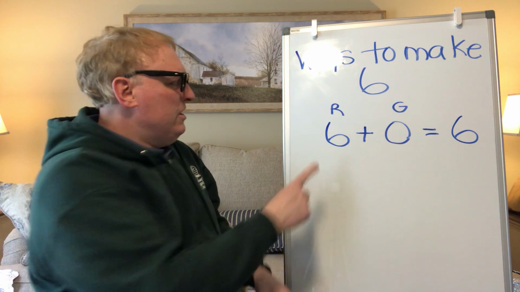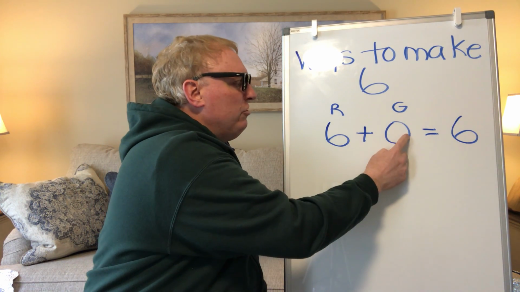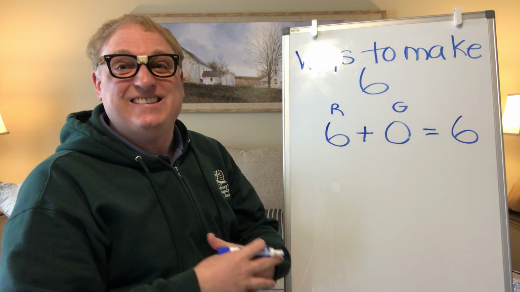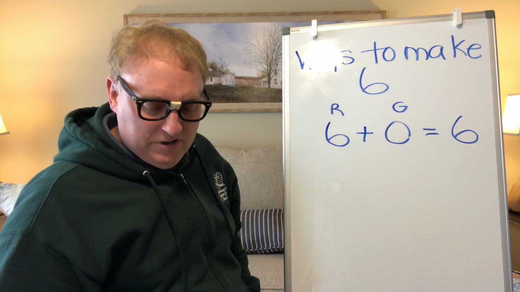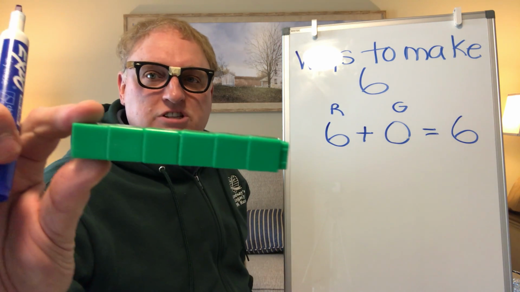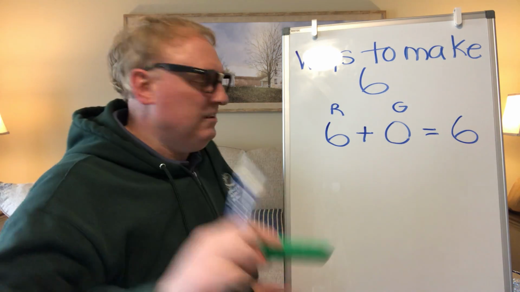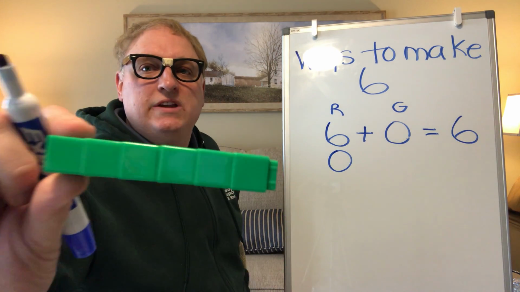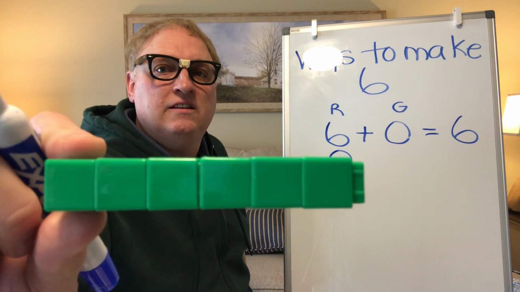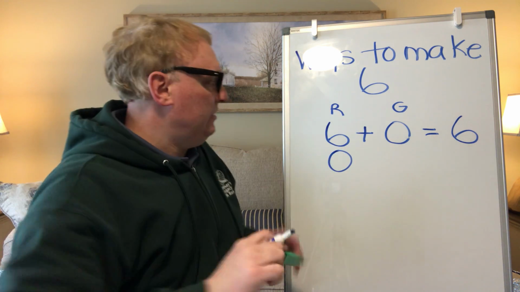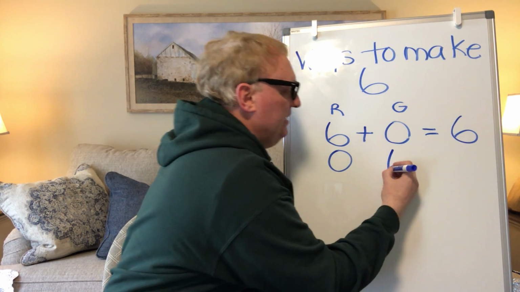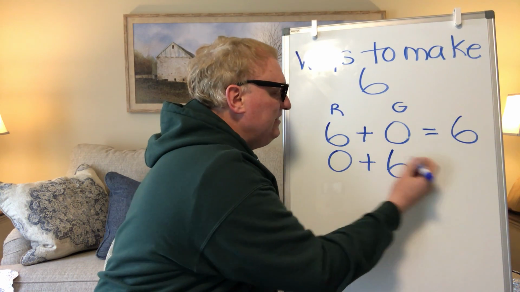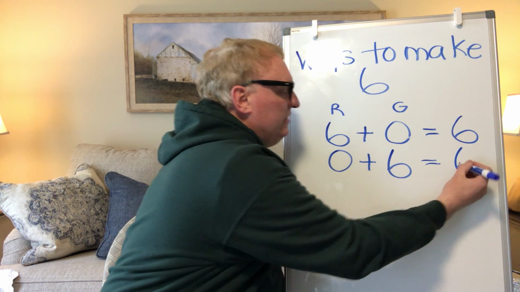There's another way we can do it. Remember, it doesn't matter which one of these two numbers goes first and which one goes second. As long as you use the same two numbers, you will always get the same answer or total. So, how many red do you see here? 0. And how many green do you see here? Go ahead and count. 6. Now let's make it into an addition sentence. 0 plus 6 equals 6.